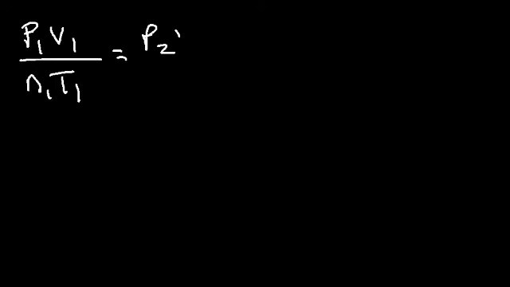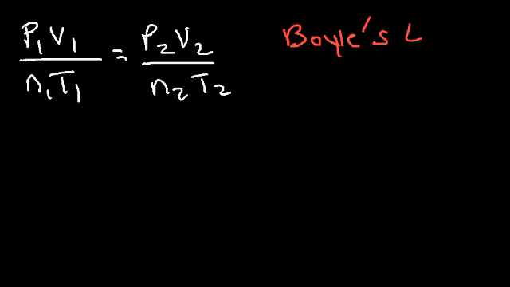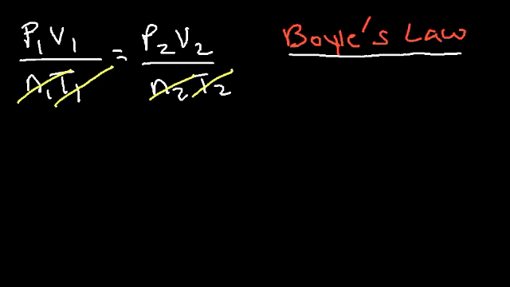So let's start again with the combined gas law, which we said was P1 V1 over n1 T1 is equal to P2 V2 over n2 T2. Now, Boyle's law describes the relationship between pressure and volume. So therefore, he keeps the temperature and the moles constant. So we can eliminate those from the combined gas law equation. So Boyle's law, the equation that is associated with it, is P1 V1 equals P2 V2.